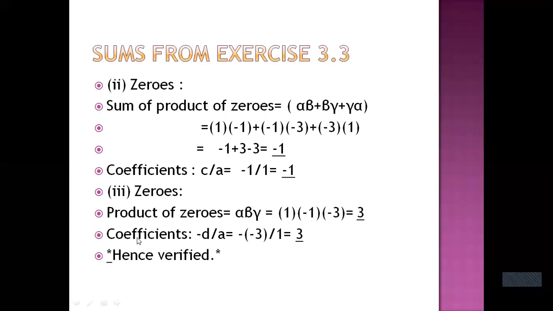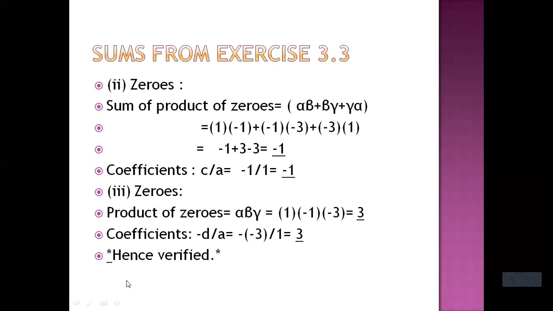Now the same thing we'll verify through coefficients. The coefficients formula is minus D by A. D value is minus 3, so minus of minus 3 by 1, minus of minus 3 is plus 3, so 3 by 1, which is equal to 3. So it is verified.